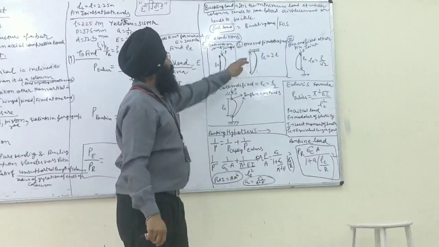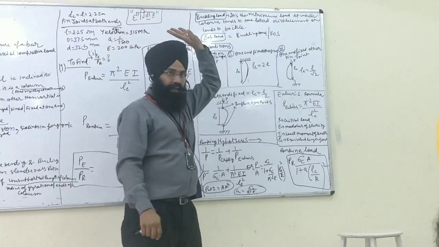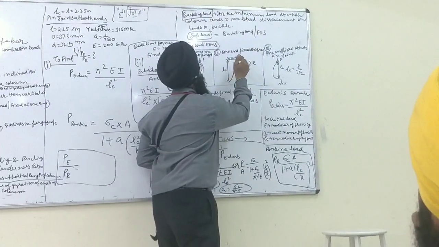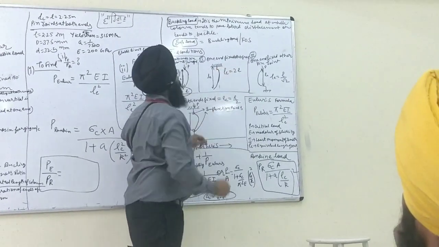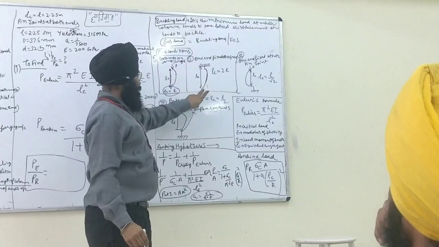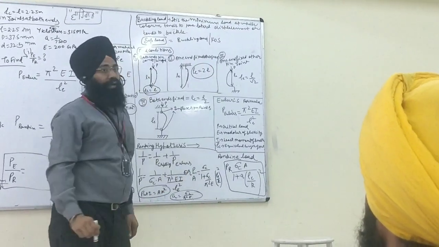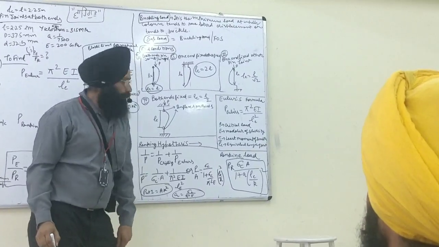Second condition: one end is fixed, the other is free. When one end is fixed, it may start from here also. So one end is fixed, one is free. At that time, the equivalent length will be equal to twice the length of the column.